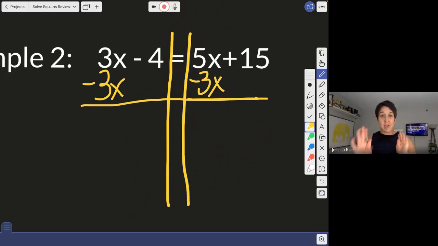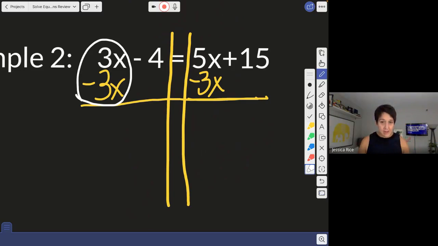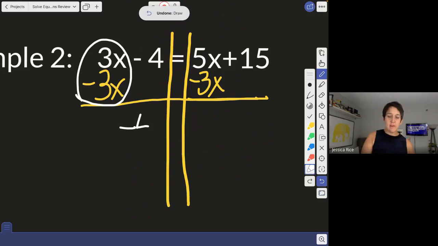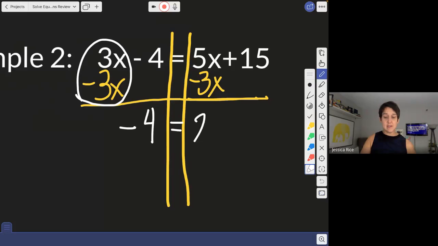So we do the same thing to both sides to keep it balanced. We're doing minus 3x because this makes a big old 0. 3x minus 3x is 0, and that goes away, so we're left with negative 4. Let me make that cleaner for you. We're left with negative 4 equals, but on the right, 5x minus 3x is 2x plus 15.